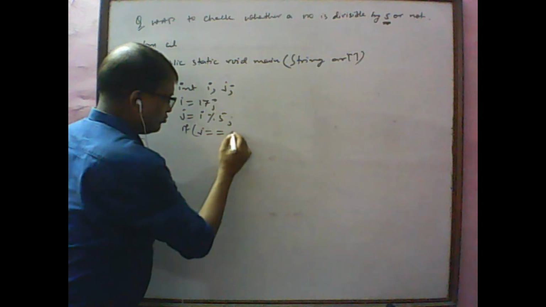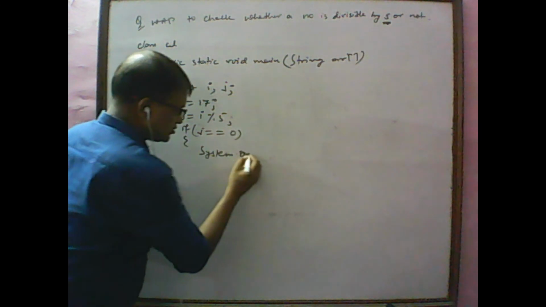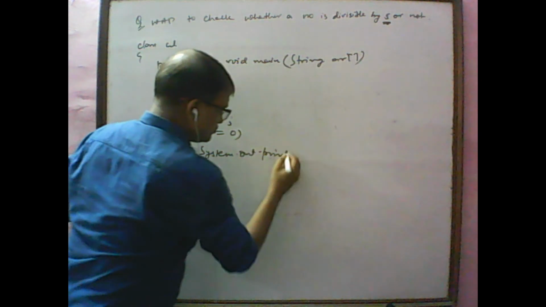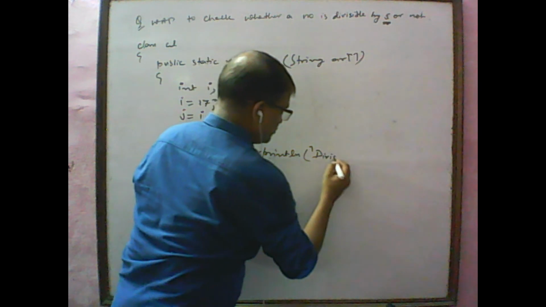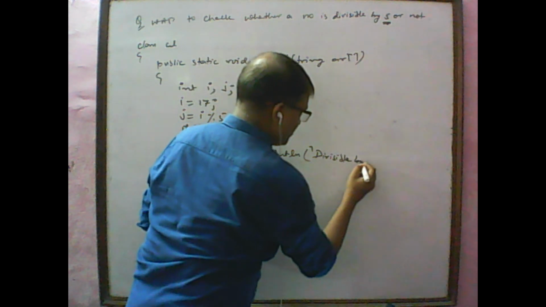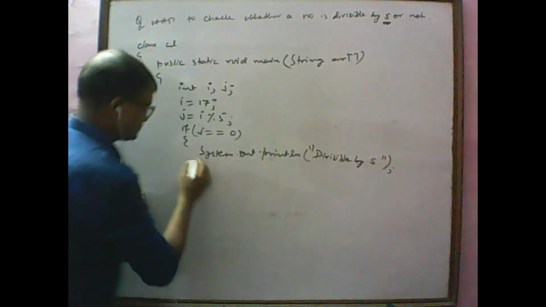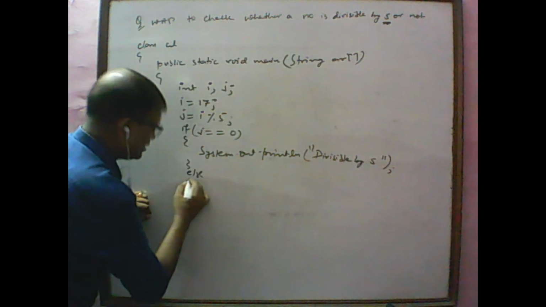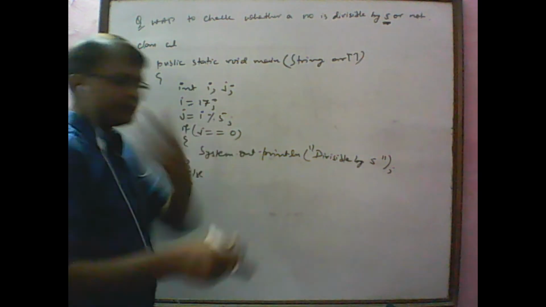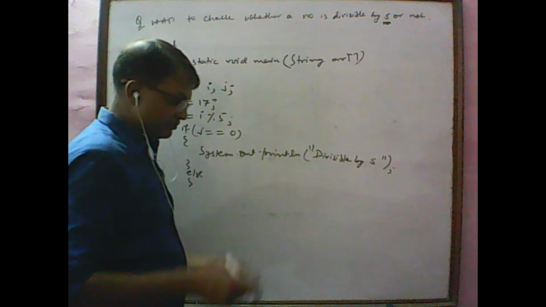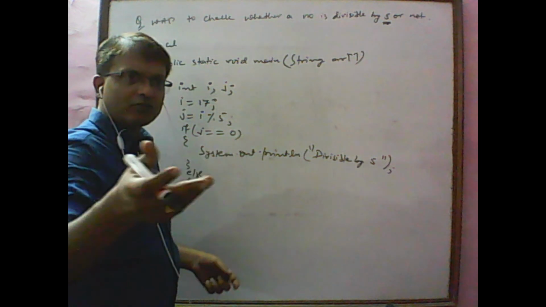If J equal to 0, System.out.println divisible by 5. Else, if this condition is false, if J equal to 0 is false, what does it mean? If remainder is not equal to 0, the condition is false.